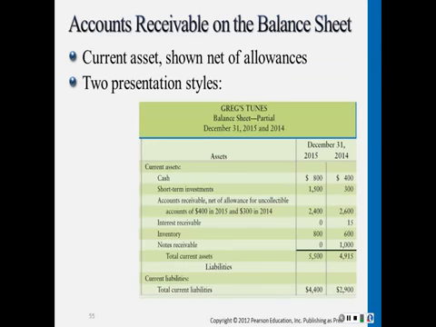Notice that accounts receivable appear in the current asset section of the balance sheet, net of the allowance for uncollectible accounts. This is the most common method of presentation. Interest receivable is also listed as a current asset, since we expect to collect it in less than a year. Finally, notes receivable is also listed as a current asset, and the note term was 1 year.